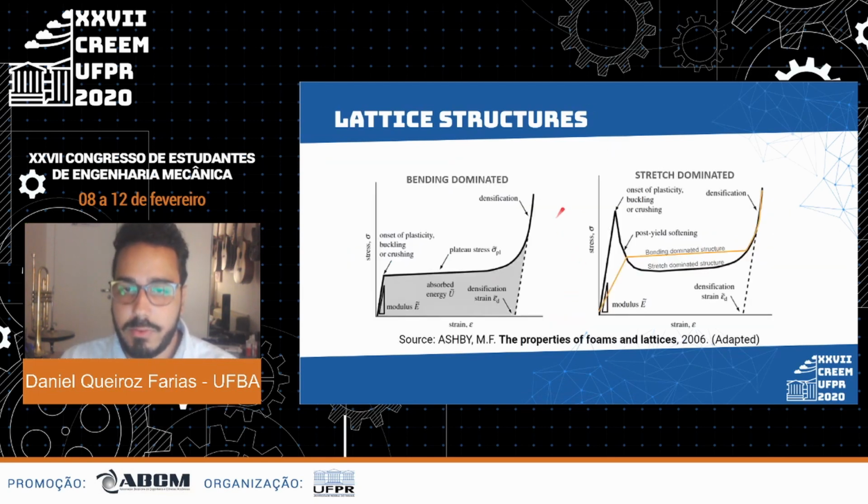The stress and strain graphics for the two types of structures we are approaching, which are bending dominated and stretch dominated lattice structures, can be seen on the two graphics. It's possible to notice that the stretch dominated structures are usually more indicated for applications which are under higher values of tension, while the bending dominated structures are usually more indicated for applications that require a higher absorbed energy, since in this case we don't have this post-use softening that occurs on the stretch dominated structures.